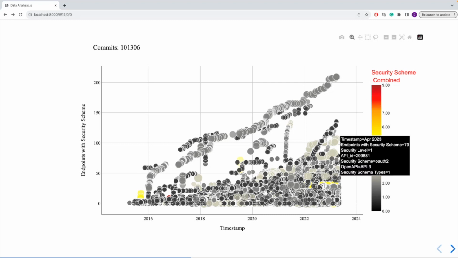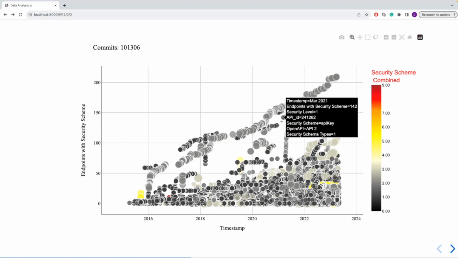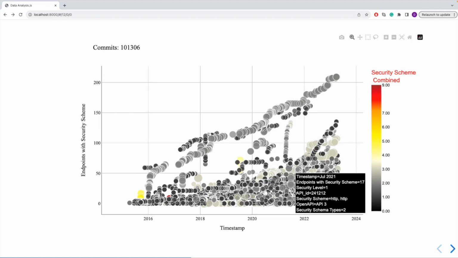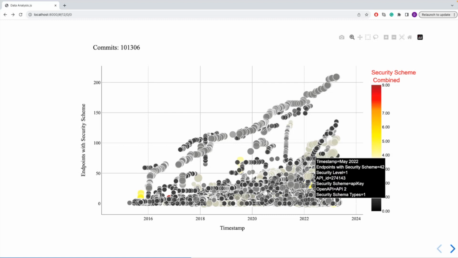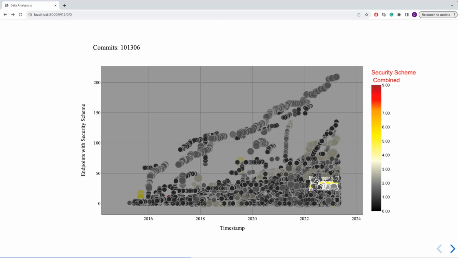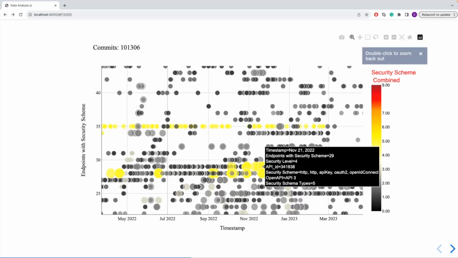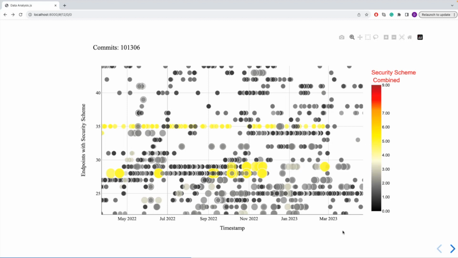Here we can see a tendency of APIs applying between 1 and 3 security schemas combined. It's also possible to look for APIs that use more than 2 or 3 security schemas based on OpenAPI definitions. And well, this is an overview of the whole data set.